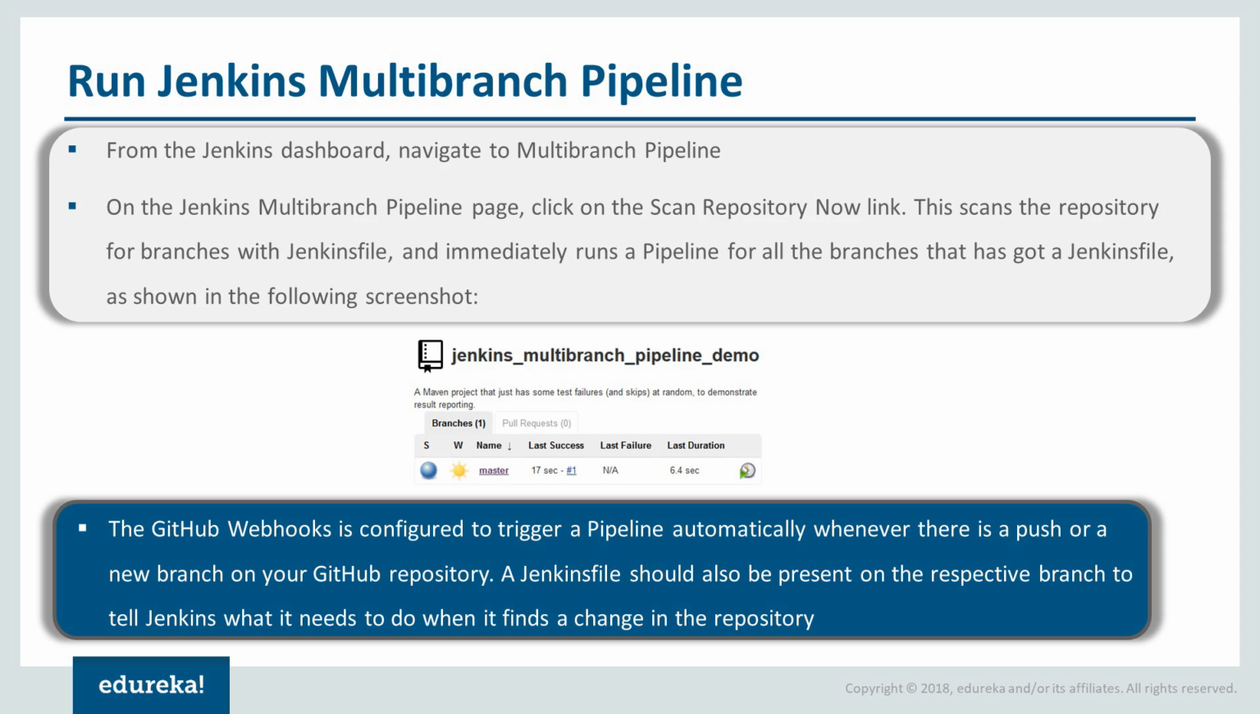And GitHub webhooks are configured to trigger a pipeline automatically whenever there is a push or a new branch on your GitHub repository. And a Jenkins file should also be present on the respective branch to tell Jenkins what it needs to do when it finds a change in the repository. So that's a very important step. You need to make sure that each branch has an associated Jenkins file. What you can do is put the same Jenkins file in all the branches if that serves your purpose. Or if you want to make some changes, then you first copy the Jenkins file to all the branches and then make the appropriate changes as per the individual branch.